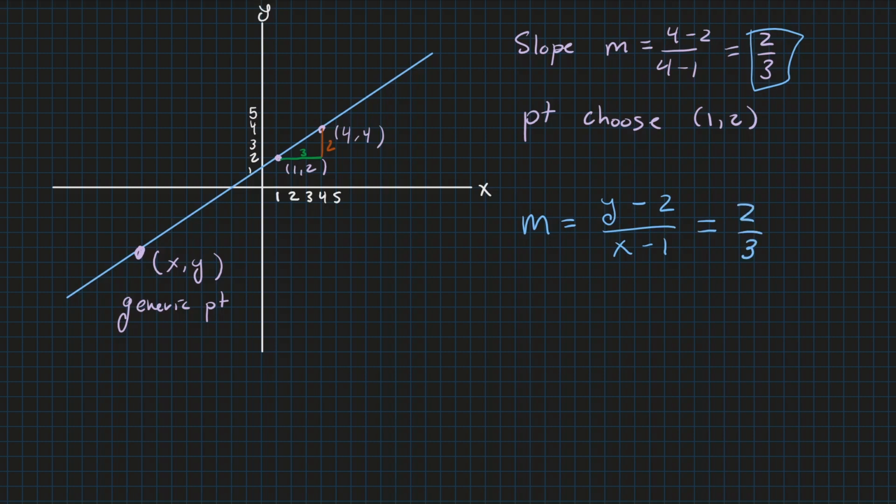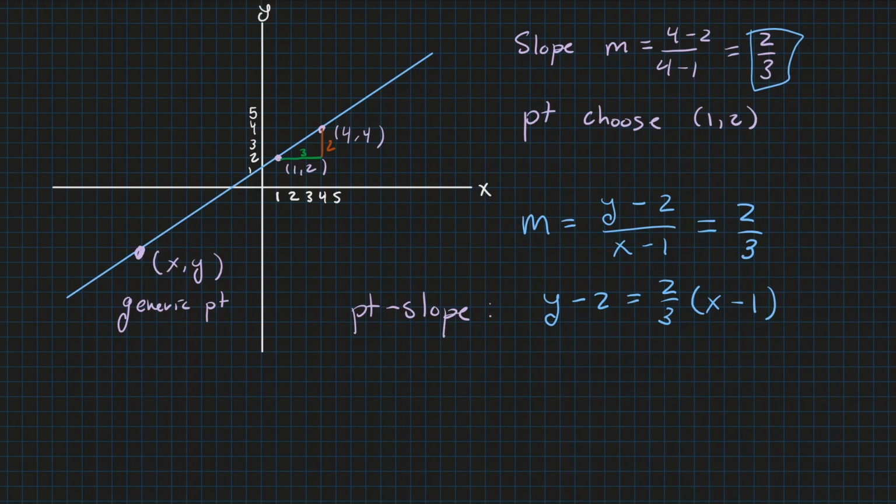So now we have an equation in terms of both x and y. So this can be rewritten by multiplying both sides by (x − 1) to be y − 2 equal to 2/3 (x − 1). So this is called point-slope form.